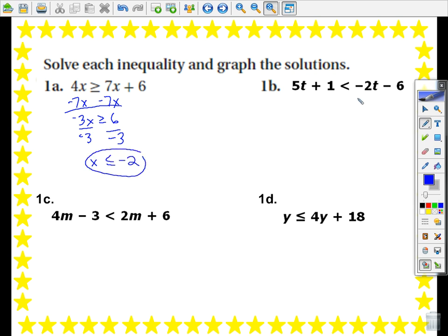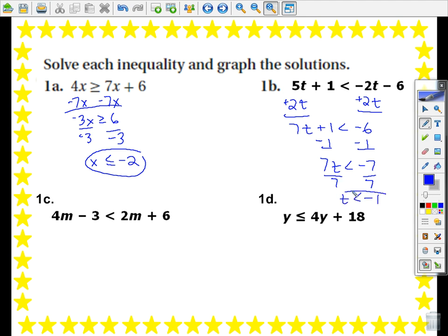For 1b, I'm going to add 2t to both sides of the inequality symbol. So I have 7t plus 1 is less than negative 6. Now I'm going to subtract 1 on both sides. 7t is less than negative 7. Dividing by 7, I do not need to reverse anything because what I'm doing to solve is dividing by a positive 7. So it stays t is less than negative 1.